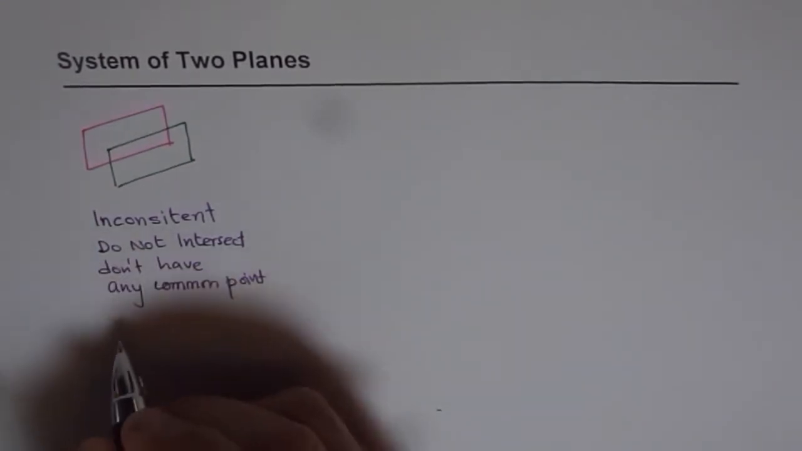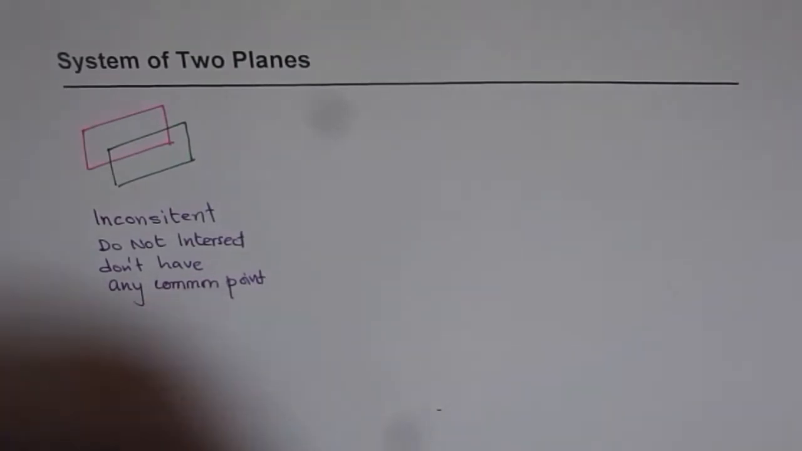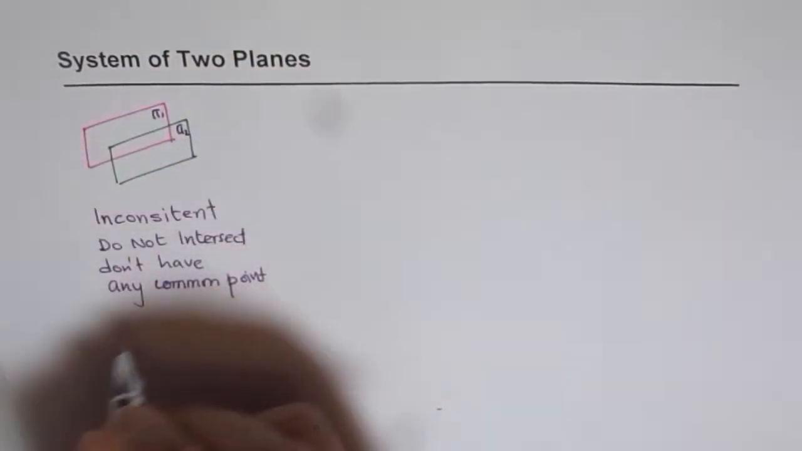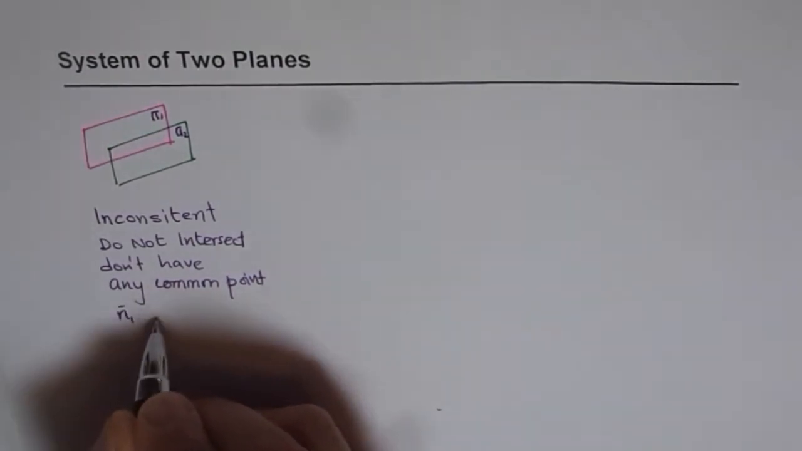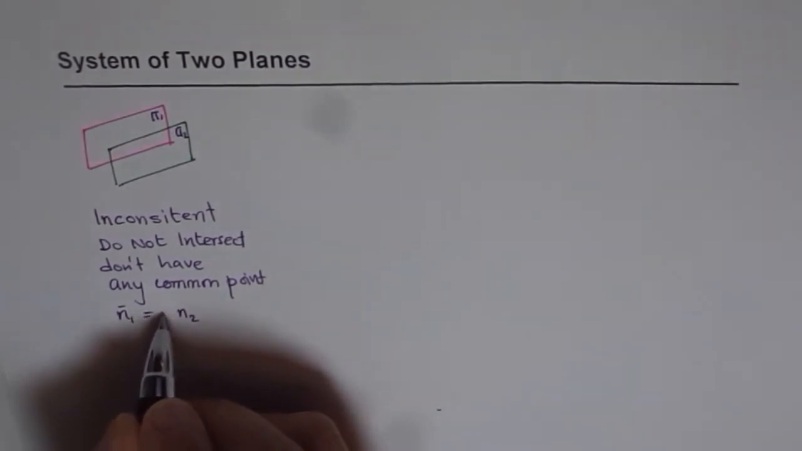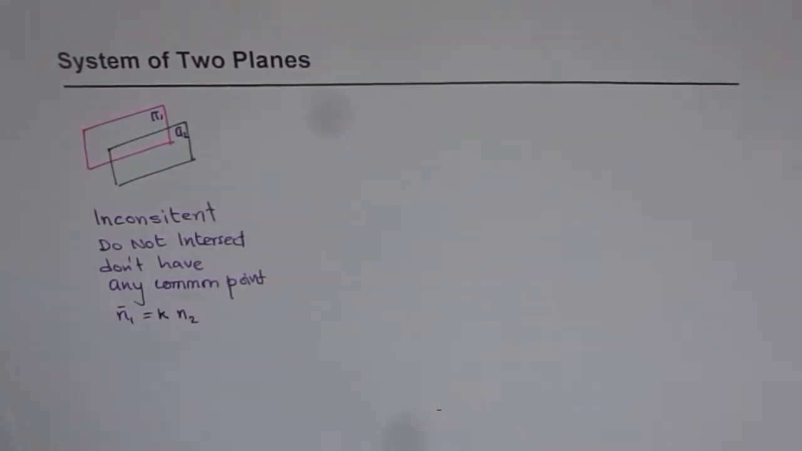Now planes are normally defined with a normal. So let's say this is the plane pi 1 and this is the plane pi 2 and their normals are n1 and n2, then you'll find that the normals are scalar multiples. So n1 is a scalar multiple of n2.